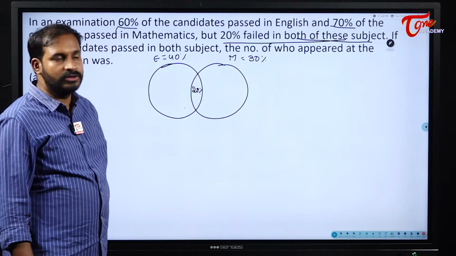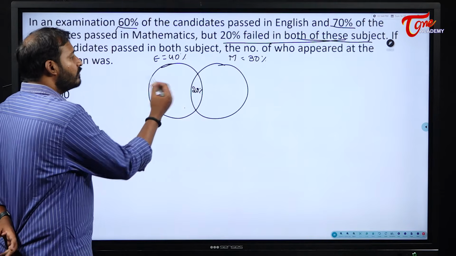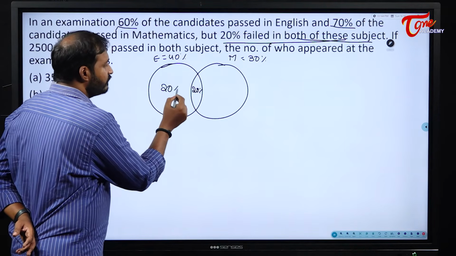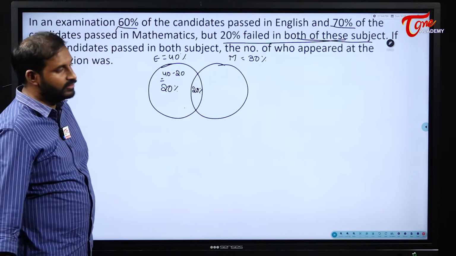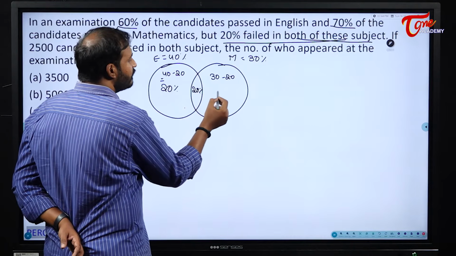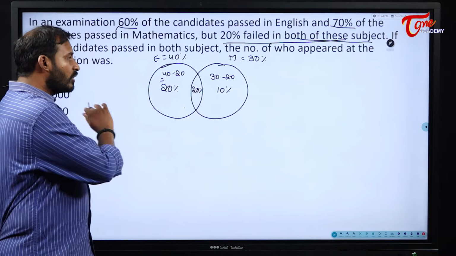So as I already told you, always we will start filling from the middle one. 20%. So what about this? The candidates who failed only in English will become what? 20%. Now we have written 20, 40 minus 20, that is equal to 20. Okay, good, super. Only in maths means what? Once again 30 minus 20, it will become what? 10%.